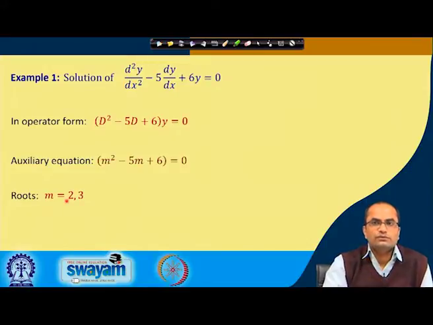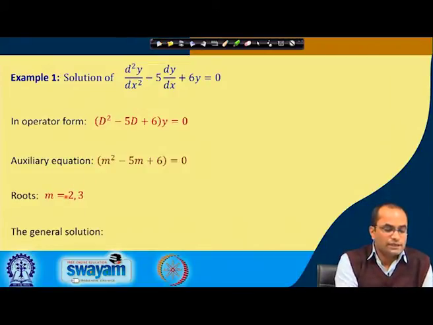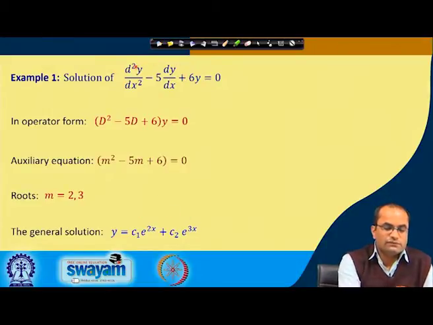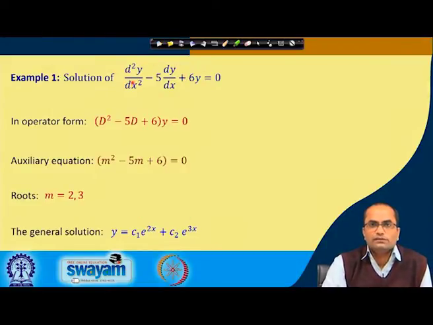So, we have distinct roots, and in case of distinct roots the general solution is C1 e power 2x plus C2 e power 3x. That will be the general solution of the given differential equation. One can also verify by substituting this into the equation whether this satisfies the given differential equation or not.